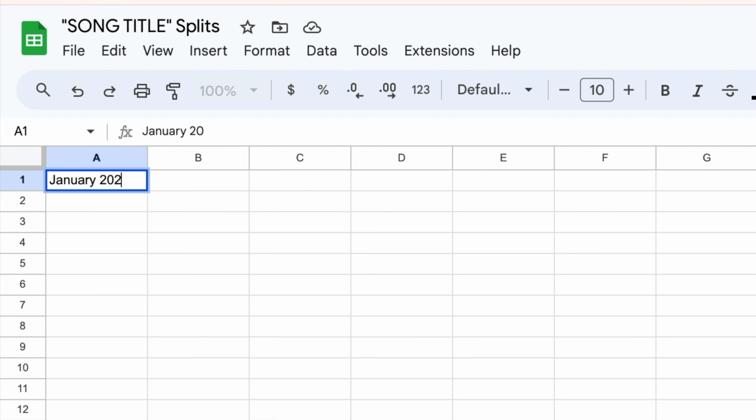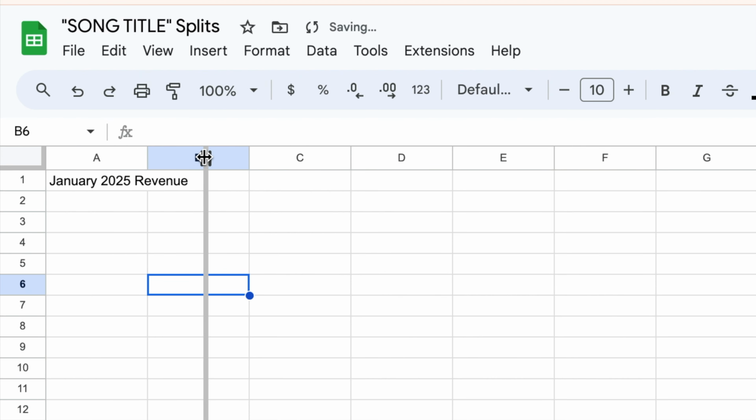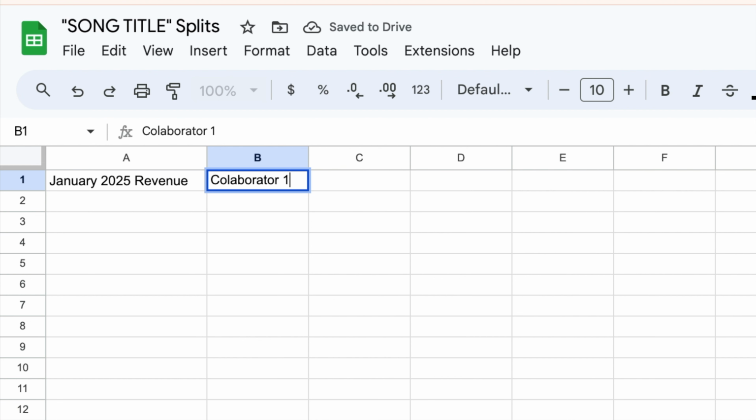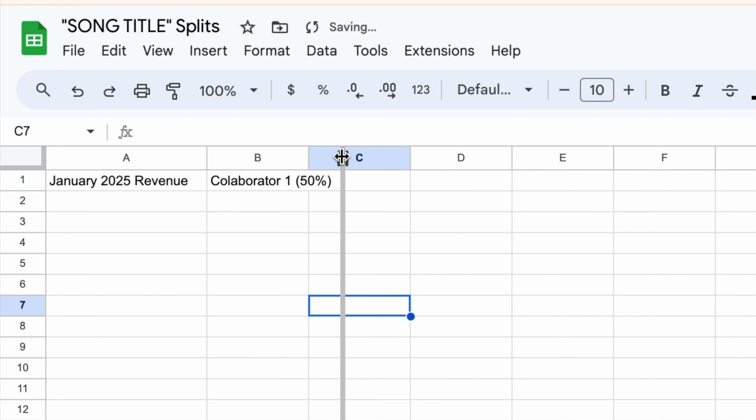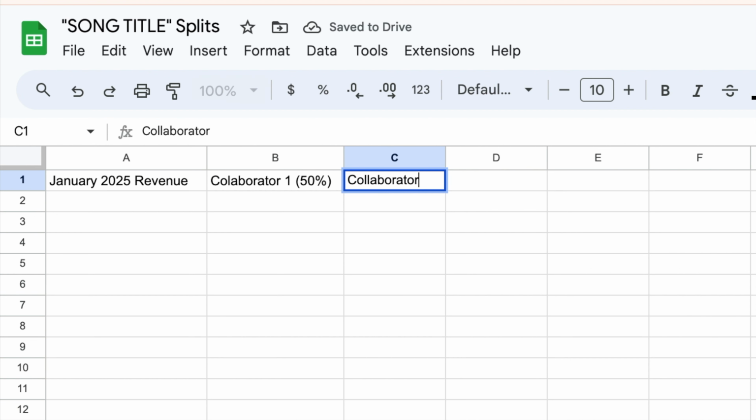You're going to want to record your earnings and splits for each track. Include columns that include the total earnings, each collaborator's percentage that they are getting, and the final amount that each person is owed.